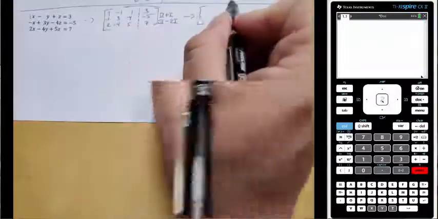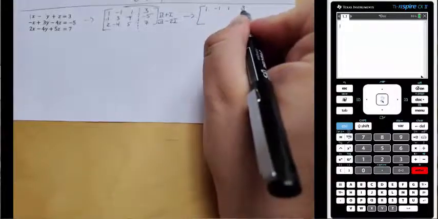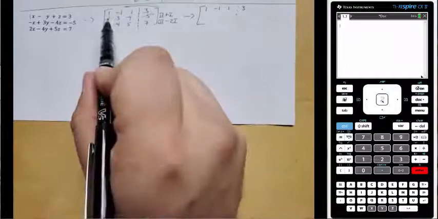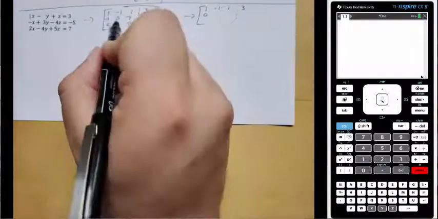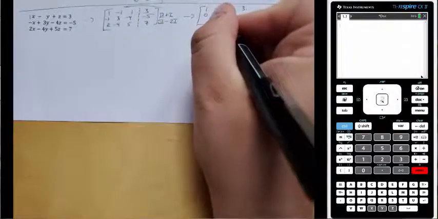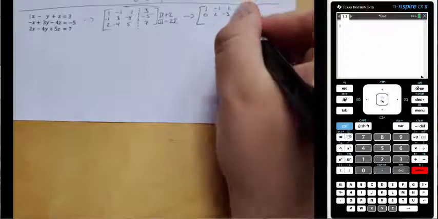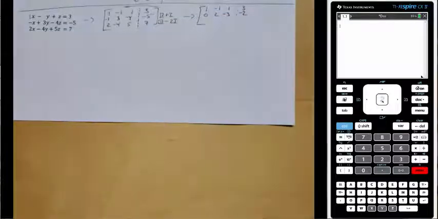I did nothing to the top row, so I'm just going to copy those coefficients down. For the second row, I just took the middle row and added the top. So -1 plus 1 is 0. 3 plus -1 is 2. -4 plus 1 is -3. -5 plus 3 is -2.